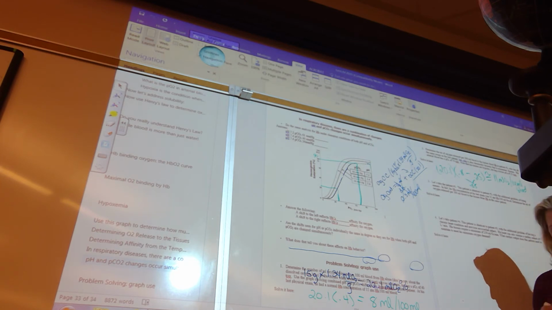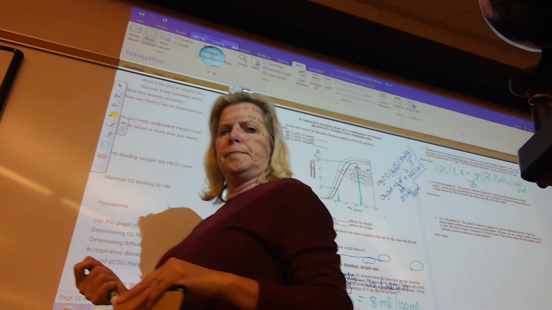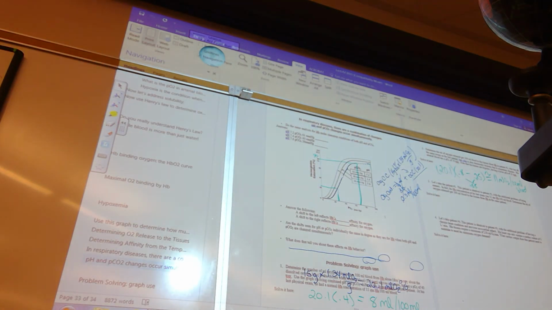Can you do number 3? The same technique, except that patient has a different hemoglobin grams percent, so you've got to start over a little bit.